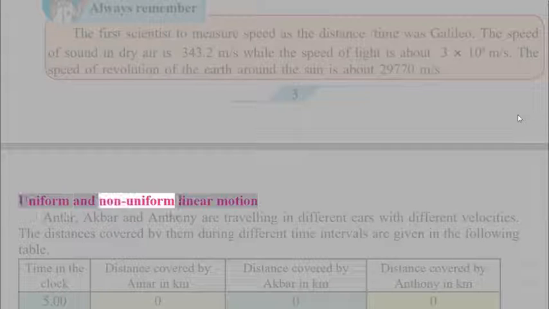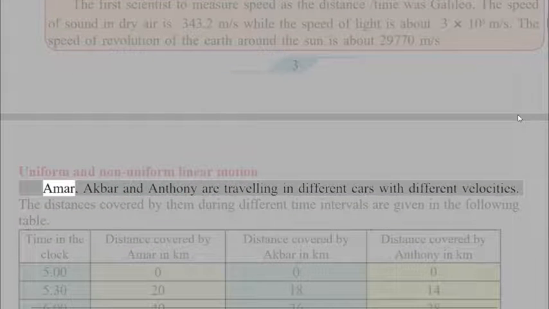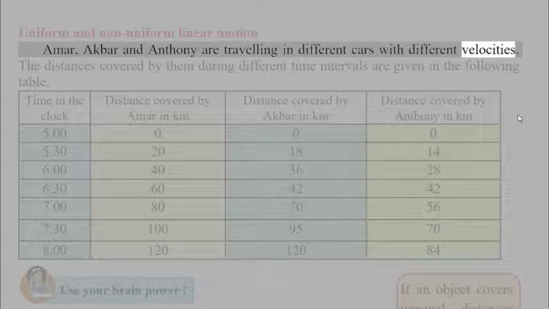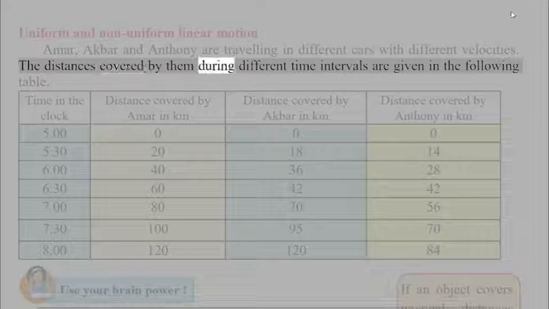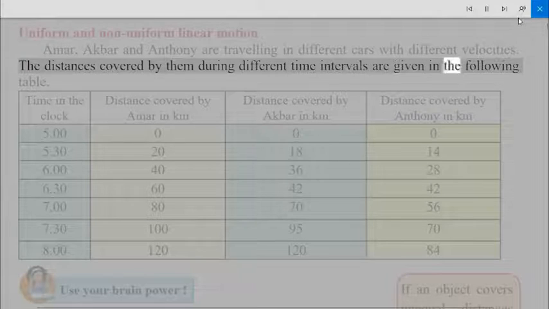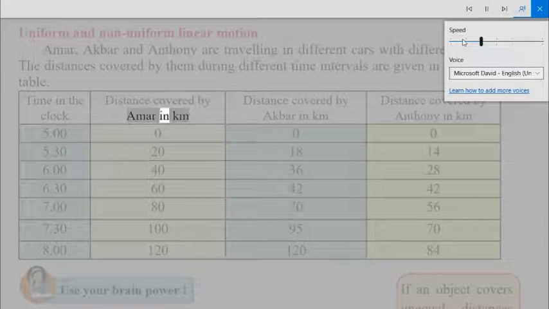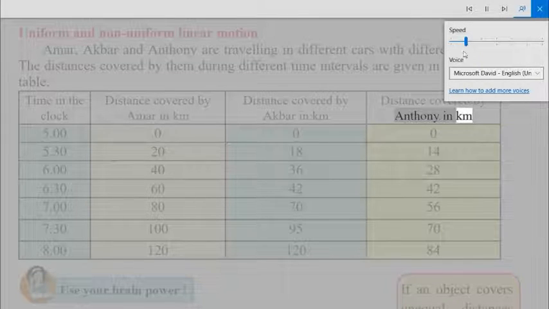Uniform and non-uniform linear motion. Amar, Akbar, and Anthony are traveling in different cars with different velocities. The distances covered by them during different time intervals are given in the following table. Time on the clock, distance covered by Amar in km, distance covered by Akbar in km, distance covered by Anthony in km.